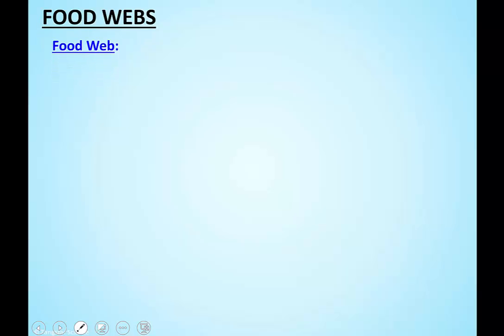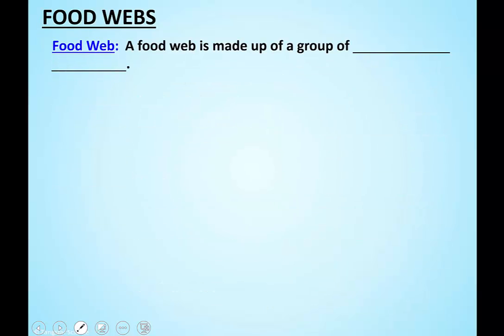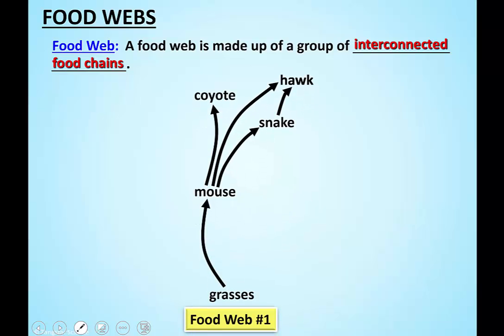Here's a definition of a food web first. A food web is made up of a group of interconnected food chains. That's how you get a food web. So check this one out here. We got food web number 1. It's a relatively simple food web. We have the grass, goes into the mouse, which goes into the coyote. Or you can have the grass energy going into the mouse, which then gets consumed by the hawk.